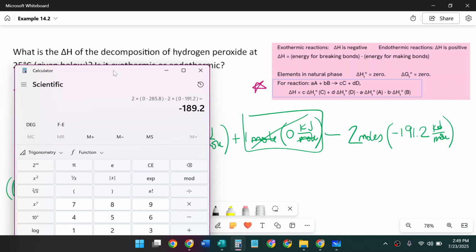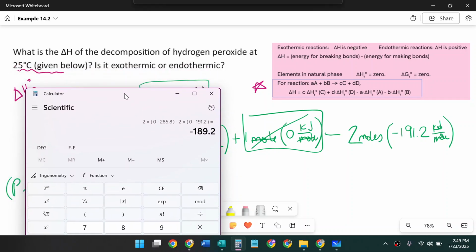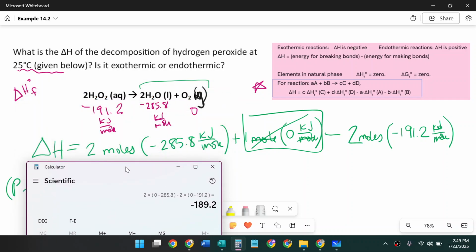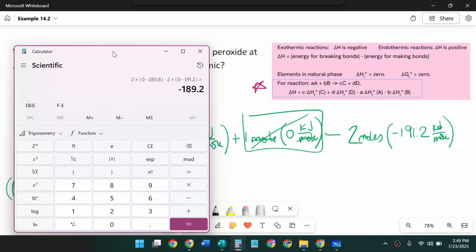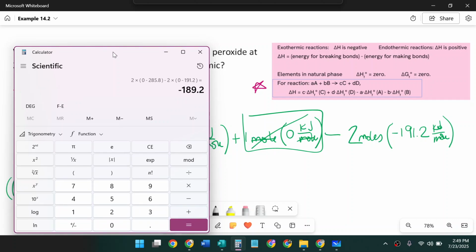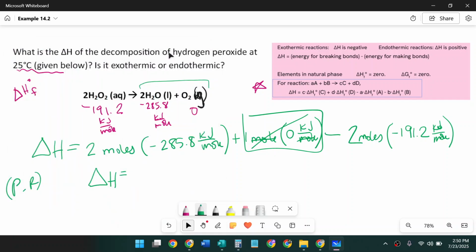We're adding and subtracting, so we care about place value. So 285.8 goes to the 10th place, and 191.2 goes to the 10th place. The zeros don't count. We don't have to worry about the fact that 0 is in the 1's place. It could be 0.0000. So we're going to keep this one in the 10th place, which means our answer is just what we see on the calculator, negative 189.2.